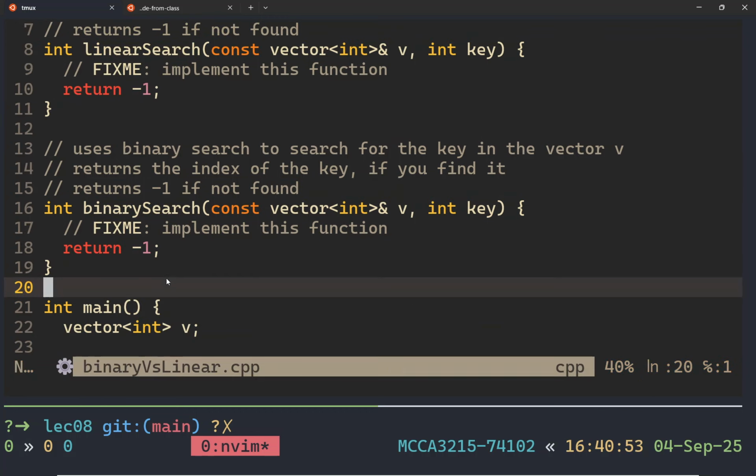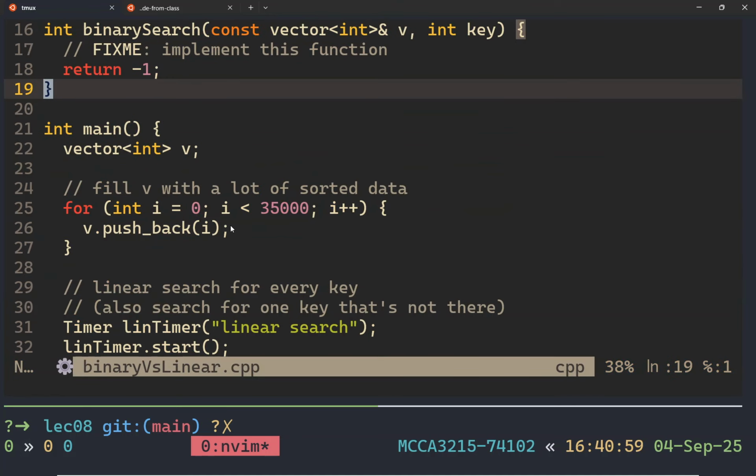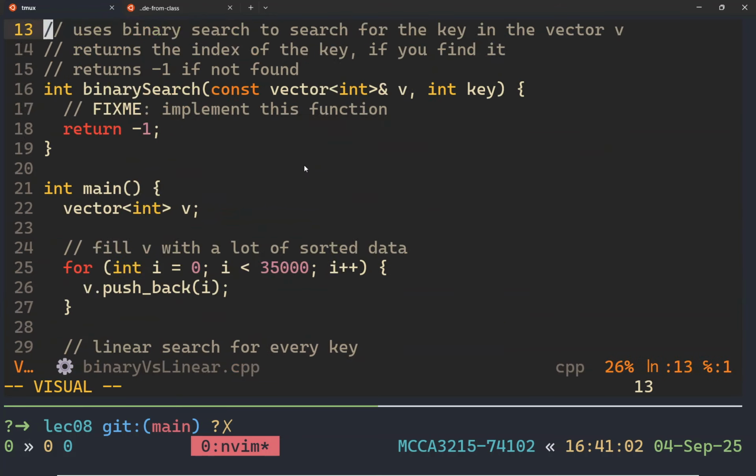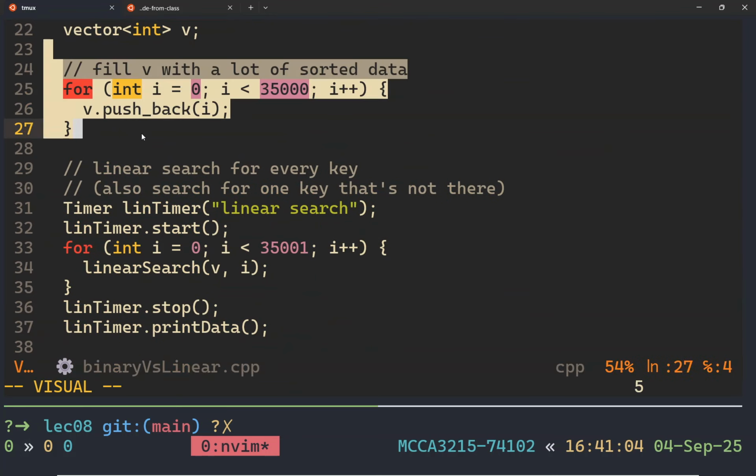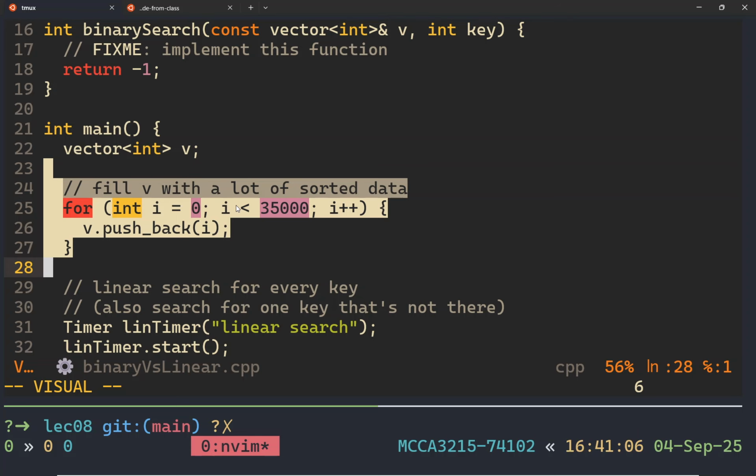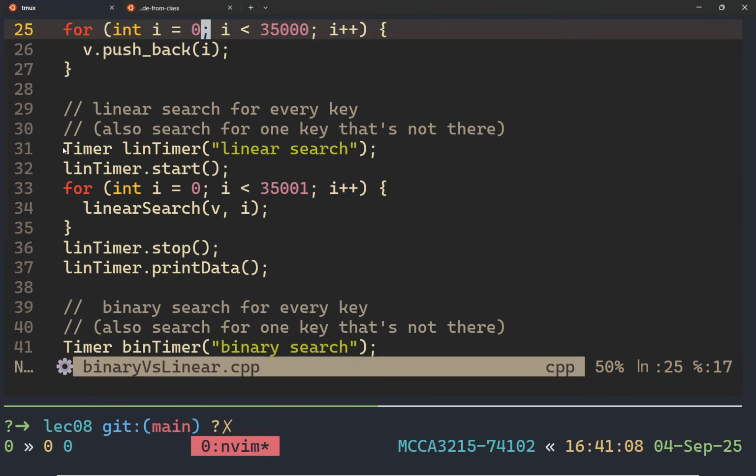Same with binary search, but hopefully you should try to remember what it is. So do linear search, do binary search, implement them. And then this is just using your timer library now. We're going to have a bunch of data sorted so that we can also use binary search. And we're going to do a linear search.